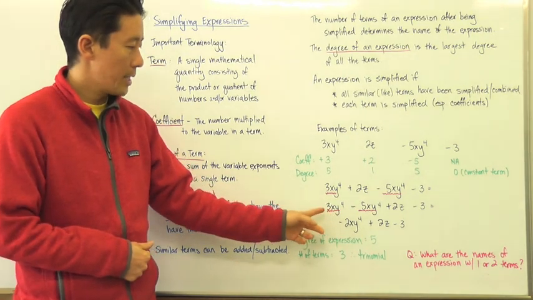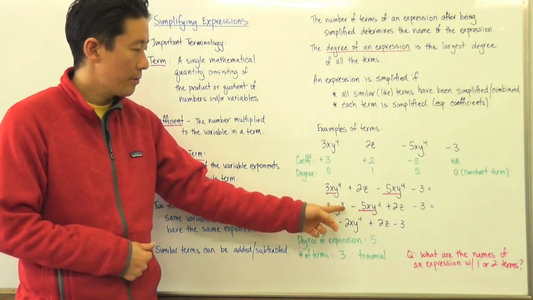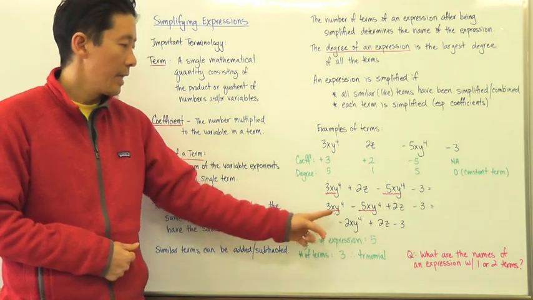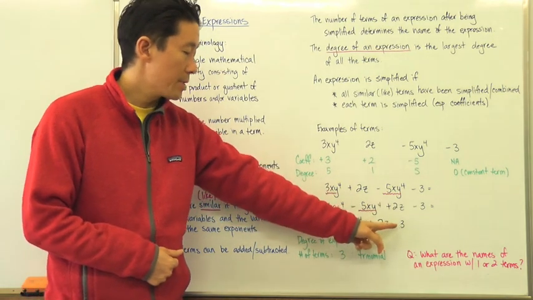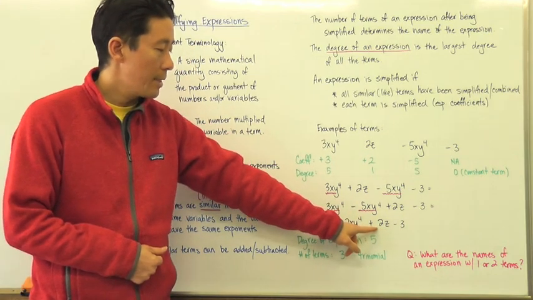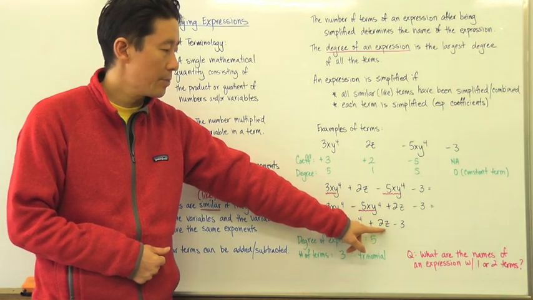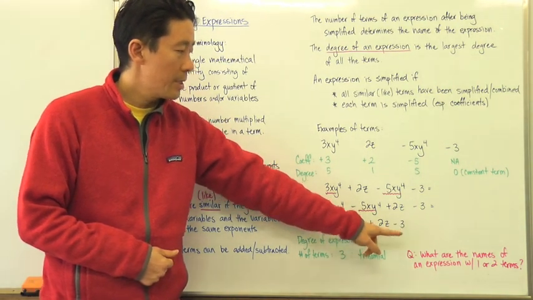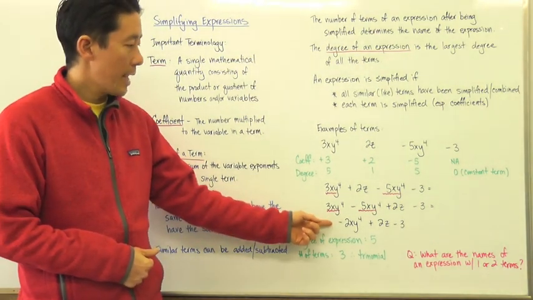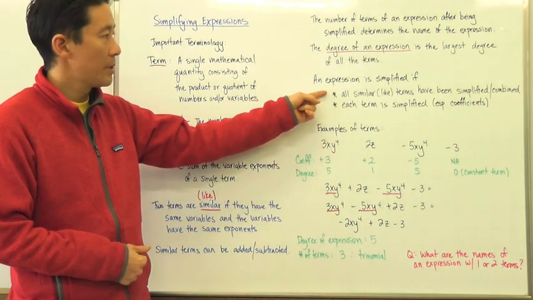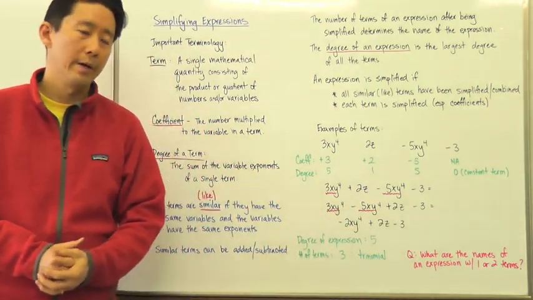Now, when I take a look at the similar terms and how to combine them, I know that this is 3xy to the fourth minus 5xy to the fourth, so I can combine those to come up with negative 2xy to the fourth plus 2z minus 3. Of course, nothing can be added or subtracted to 2z, because there is no similar term in the expression, nor is there another constant term that can be simplified with the negative 3. So this is as simplified as it can get. All similar and like terms have been simplified and combined, and each term itself is simplified as well.